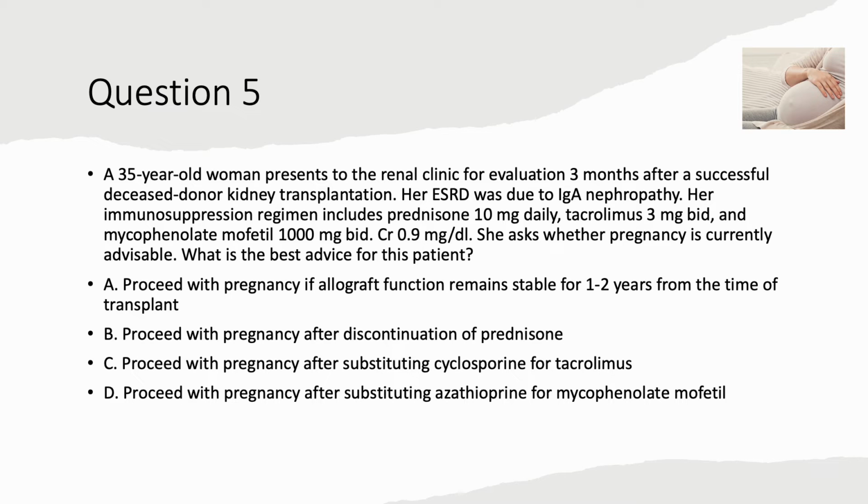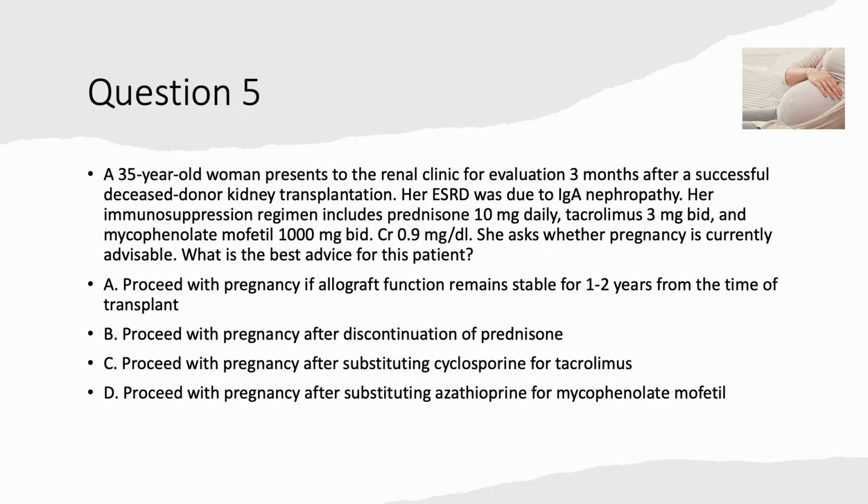B. Proceed with pregnancy after discontinuation of prednisone. You keep her on the tacrolimus and mycophenolate. C. Proceed with pregnancy after substituting cyclosporin for tacrolimus. So you stop tacrolimus and you put her on cyclosporin, then she can proceed with pregnancy. D. Proceed with pregnancy after substituting azathioprine for mycophenolate mofetil. So you stop the MMF and you put her on azathioprine. So which of these options is correct?